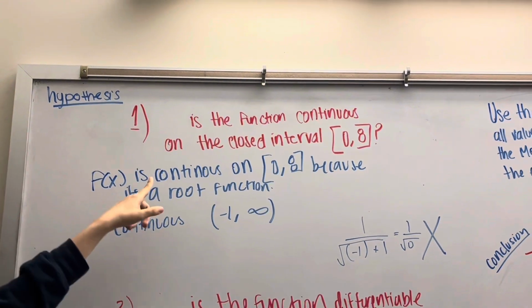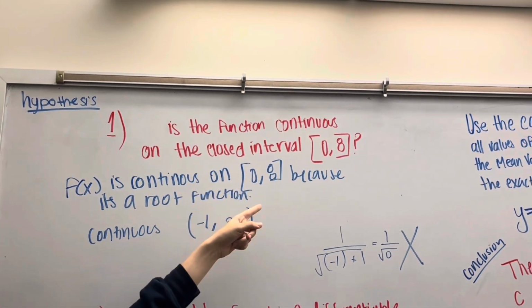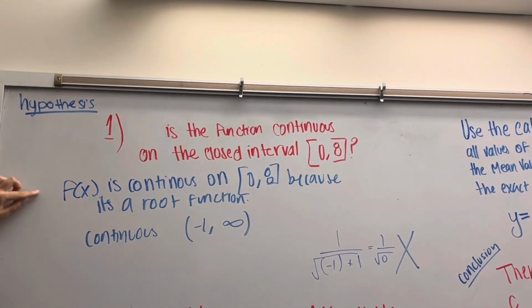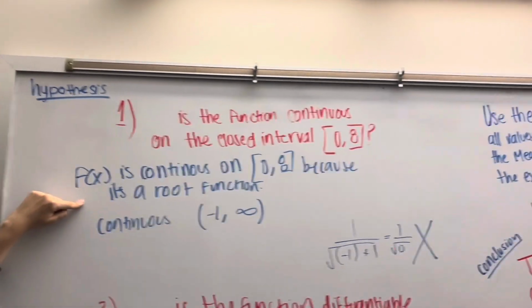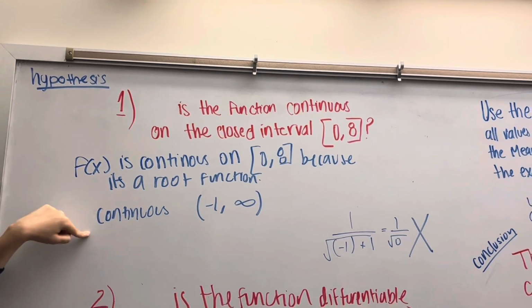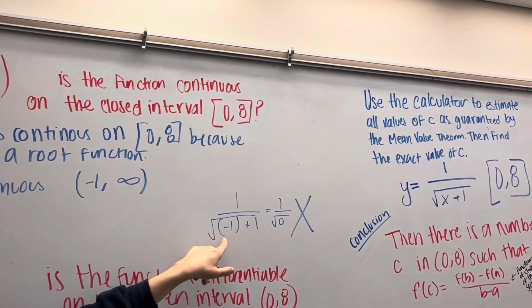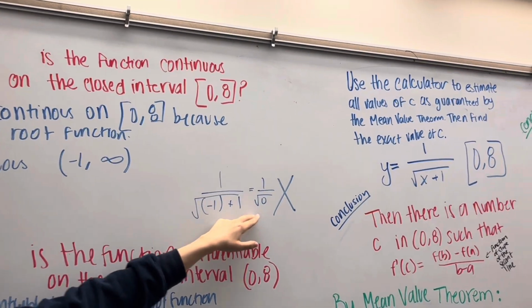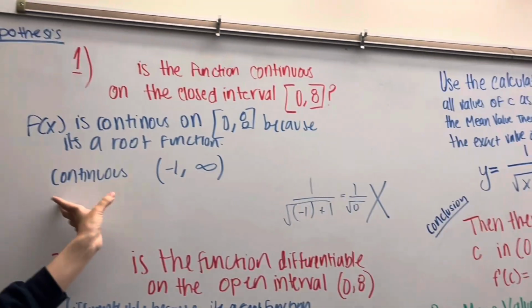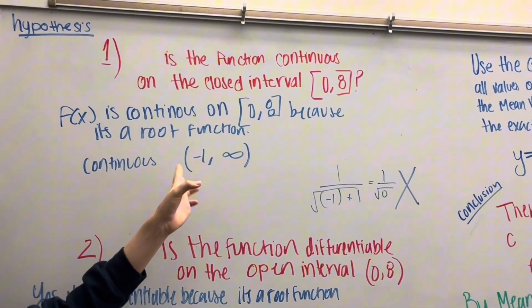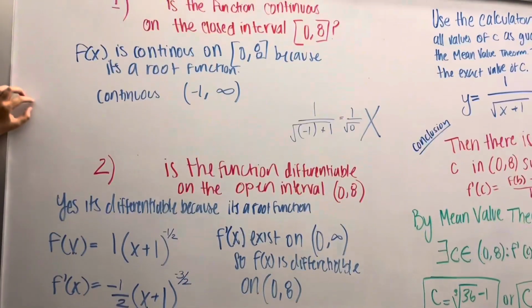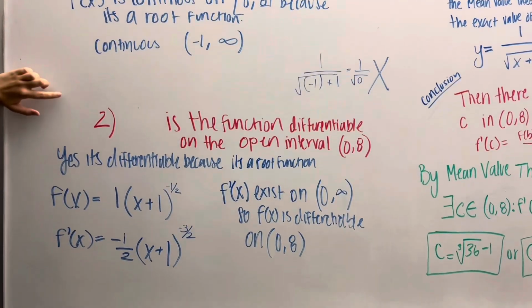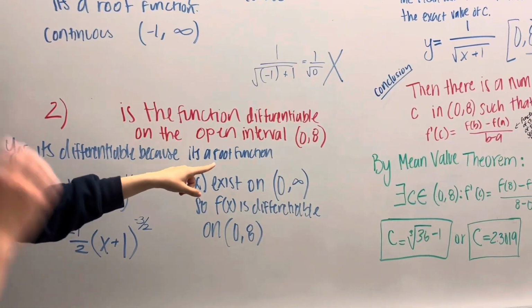Step 1 is checking if it's continuous on a closed interval. Yes, f of x is continuous on a closed interval from 0 to 8 because it's a root function. We also figure it out by plugging in -1, realizing that its interval is continuous everywhere from -1 to infinity, including -1. The second step to the hypotheses is: is it differentiable on an open interval from 0 to 8?